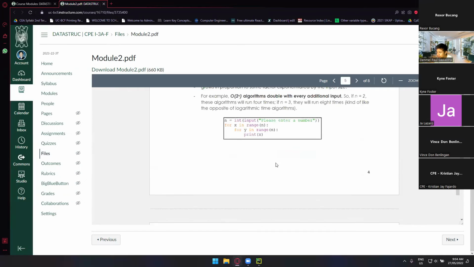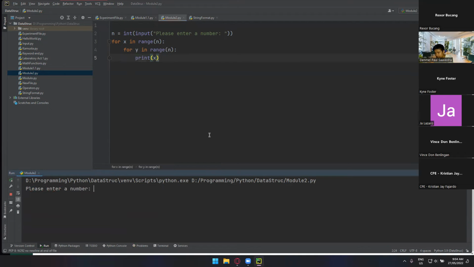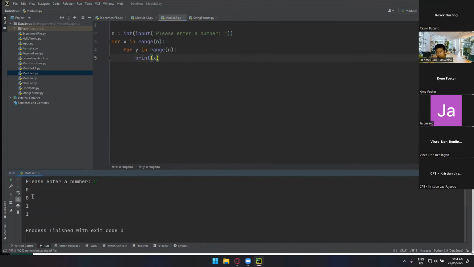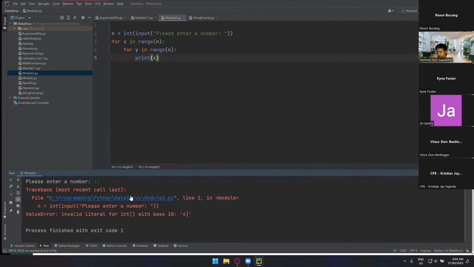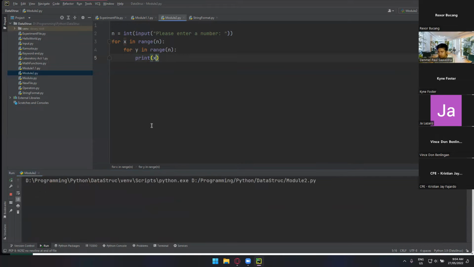So it says here that if it's 2, then it will run 4 times. If it's 3, it will run 8 times. 4, I think, is 16 times. Let's start with 2 first. As you guys can see, this one runs 4 times. If we have 4, then this will run 16 times. So we have 4 zeros, 4 ones, 4 twos, and then 4 threes.